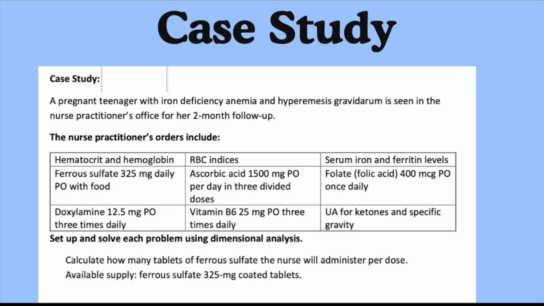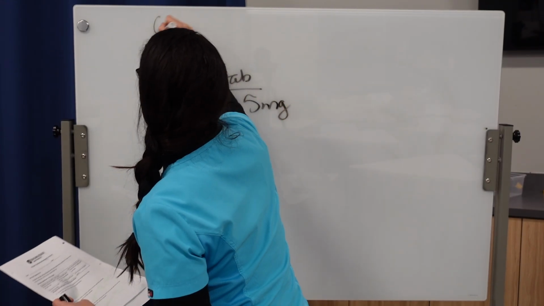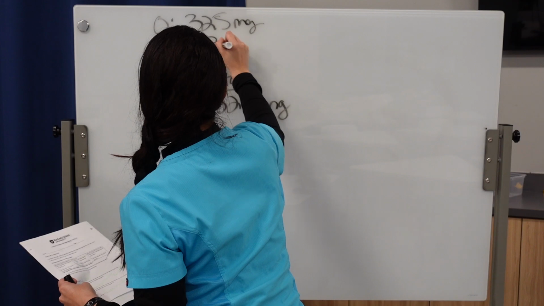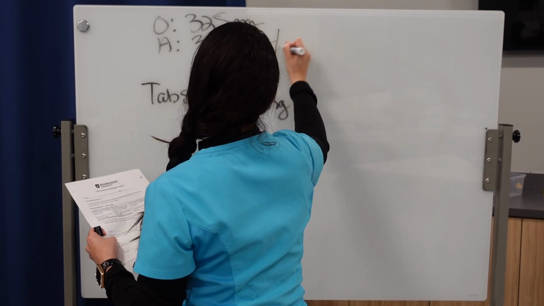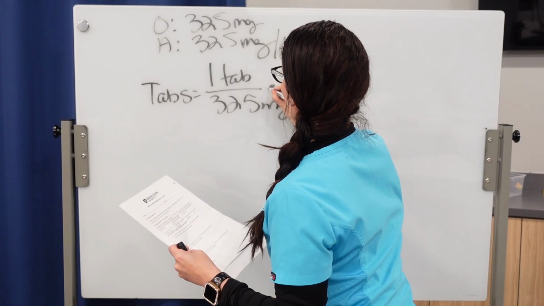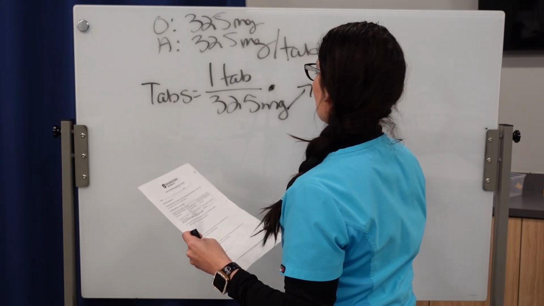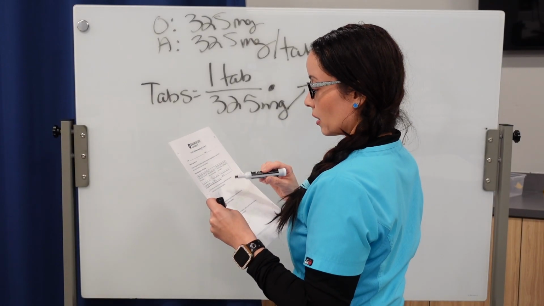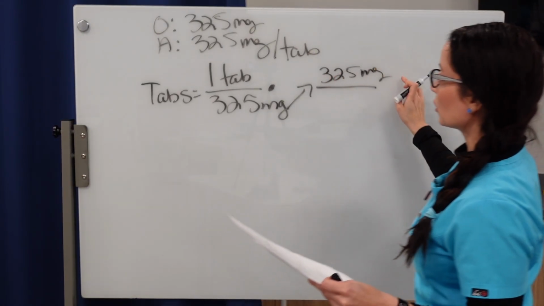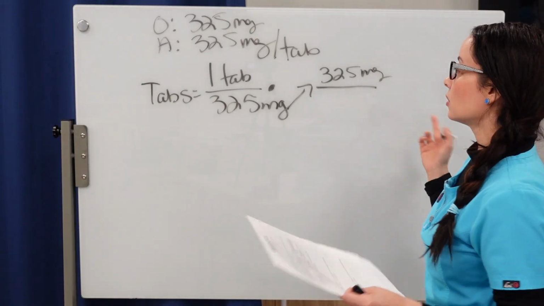This is how you do it in dimensional analysis. We're looking for tablets. One tab has 325 milligrams. The order per tab, right? So we have one tab has 325 milligrams. Whatever's down here goes up top. And then the order is 325. So when you divide 325 over 325, you're going to get 1.